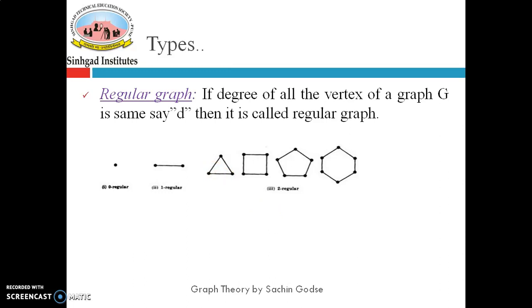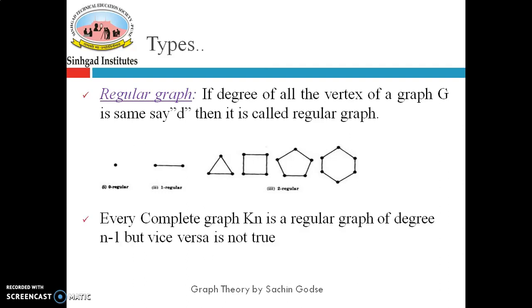So here we can make a statement: complete graph is always a regular graph, while every regular graph may not be a complete graph. So every complete graph Kn is a regular graph of degree n minus 1, but vice versa is not true.